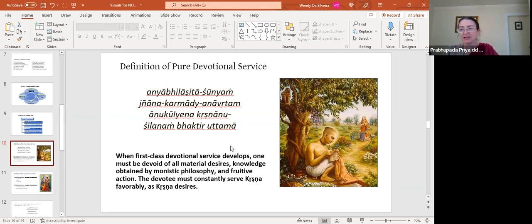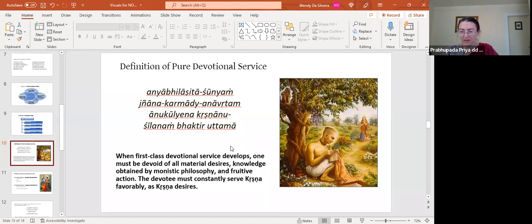In the first line, he says, Anya bilashita shunyam. So other desires than to please Krishna should be shunyam, should be zero. We should have no other desire except to please Krishna. But then when he talks about karma, jnana, dhyanavritam, he doesn't say shunyam. He doesn't say no karma, no gyan, no renunciation, no yoga, no yajna. He says anavrita, because if they're supportive to bhakti, then they're fine.